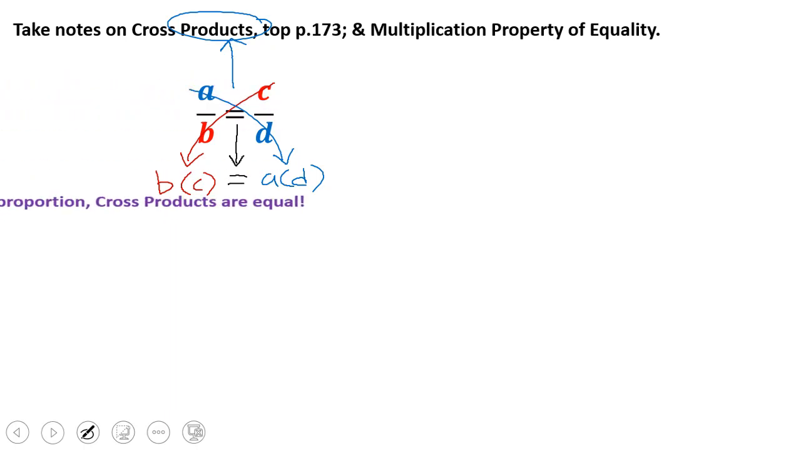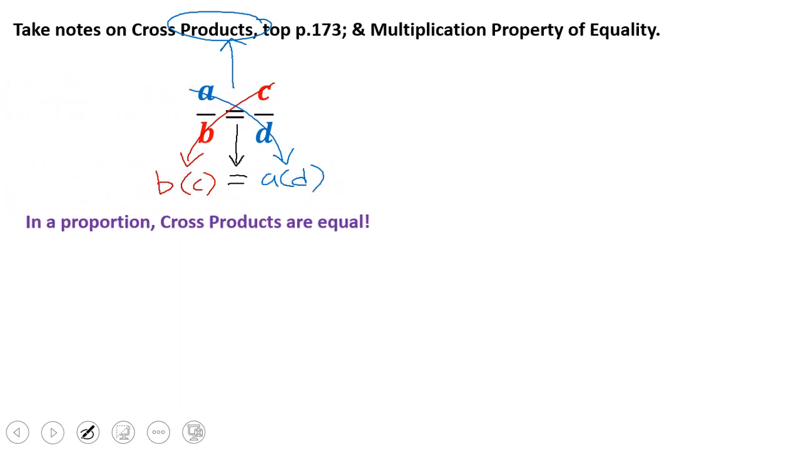Ladies and gentlemen, that's a super important thing. You need to make sure you write this down. When you have a proportion, cross products are equal. You've got to know that. So now we've learned that we can use cross products as another method for finding out if two ratios form a proportion. Because if two ratios form a proportion, their cross products are going to be equal. So when we do the cross products, if the cross products are equal, we have a proportion. If they're not equal, we do not have a proportion.